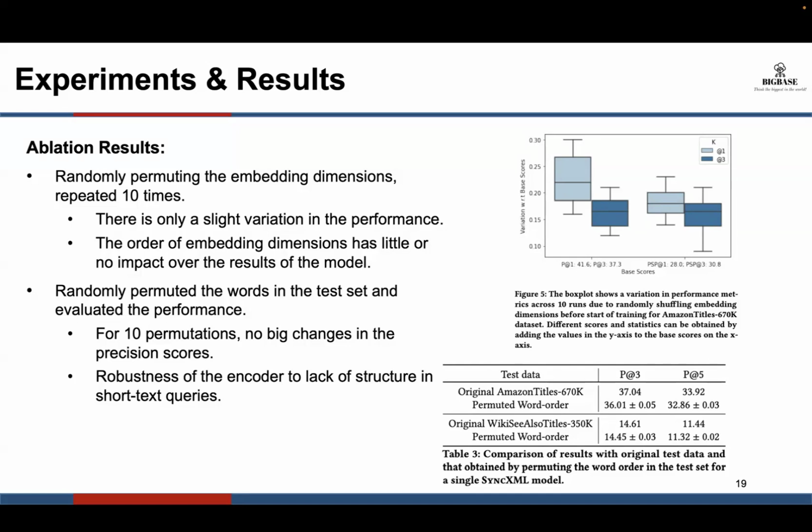And also they trained the SyncXML on the Amazon titles dataset, but they randomly permute the words in the test set and evaluate the performance. And for 10 permutations, there were no big changes in the precision scores, which demonstrates the robustness of the encoder to the lack of structure in short text query settings.